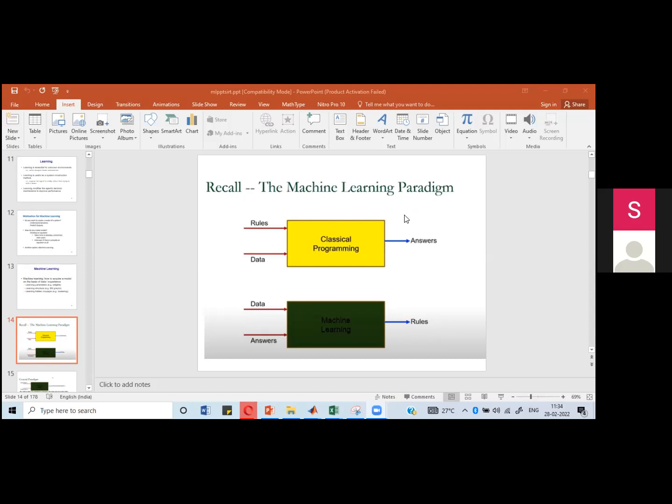Okay. So earlier, what was there? We have data, we make some equation, then we get the answer. This was a classical program. Nowadays, what is happening is that in a machine learning or artificial intelligence application, you have input data as well as output, and the rule is generated by the machine learning algorithm. Once the rule, the equation, is generated, if you give new data, it will give you the answer.